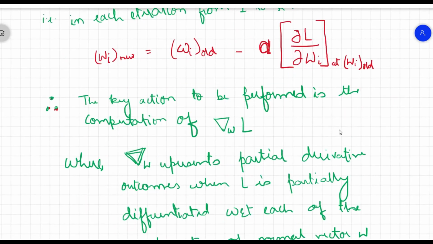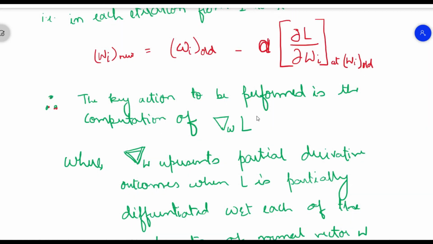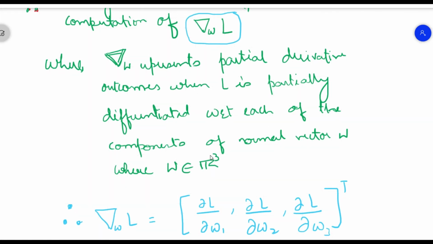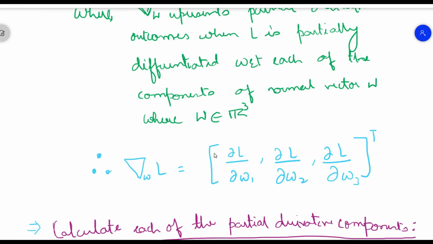The key action in this step is the computation of this value, that is the delta value. Delta represents the partial derivative outcome when the loss function is partially differentiated with respect to each of the components that our normal vector has. So as already explained, our delta L with respect to W equals the transpose of this matrix.